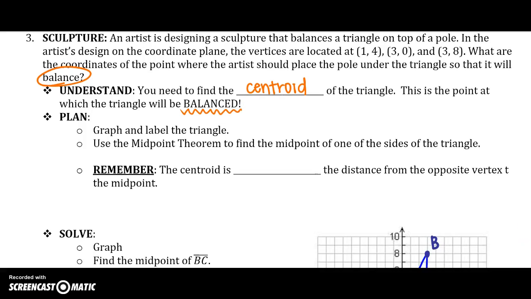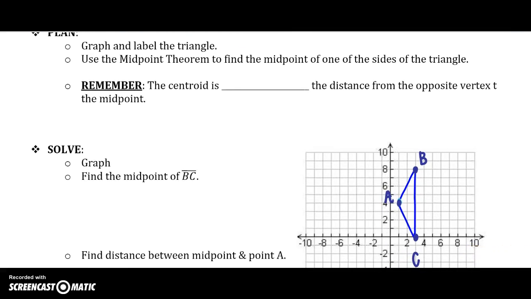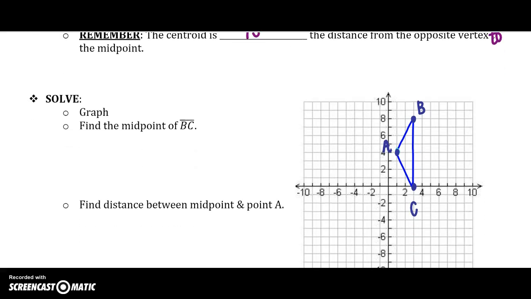We need to graph the points that they have given us up above, and I actually labeled them, so if you want to go ahead and stop this video and graph these points. We need to use the midpoint theorem to find the midpoint of one of the sides of the triangle, because remember, the centroid is 2/3 the distance from the vertex to the midpoint. So how do we solve this? We already graphed. We need to find the midpoint, and I just picked to find the midpoint of BC. You can actually do this to any one of the medians.